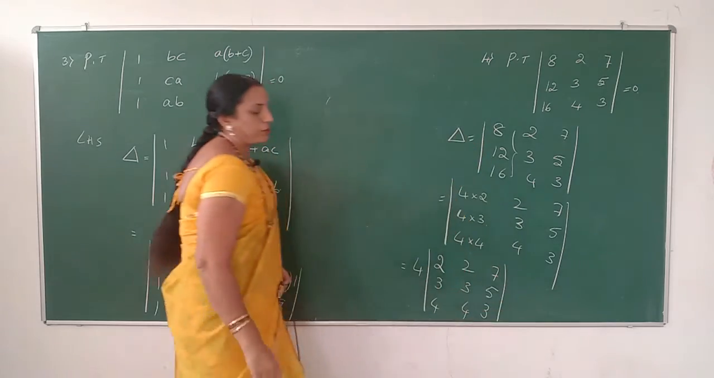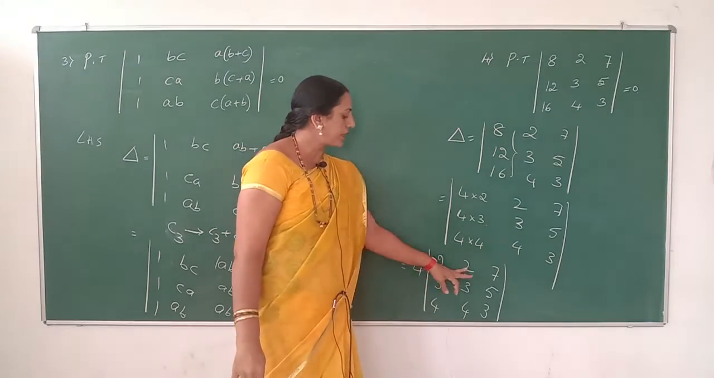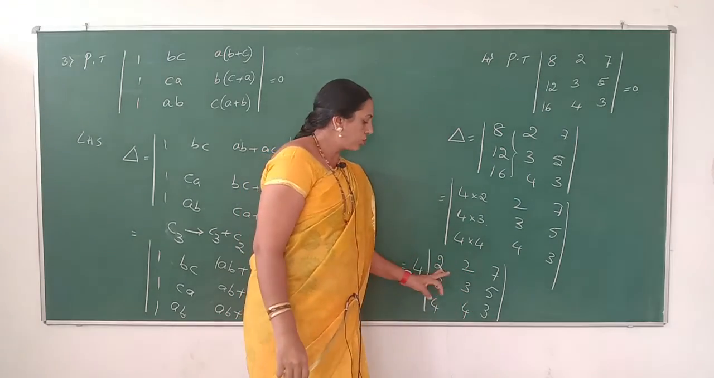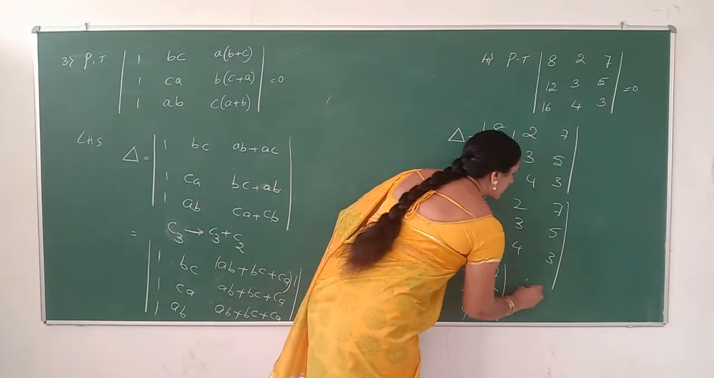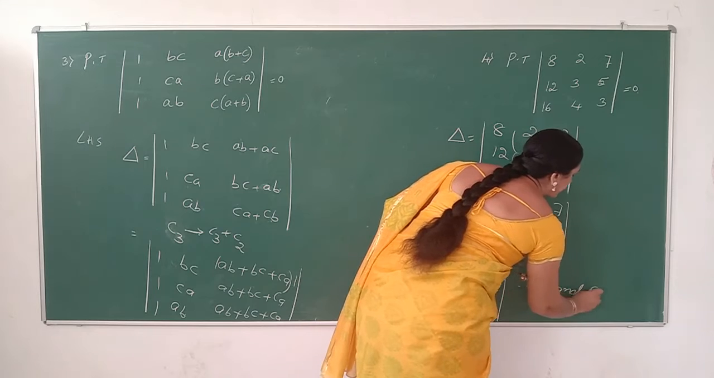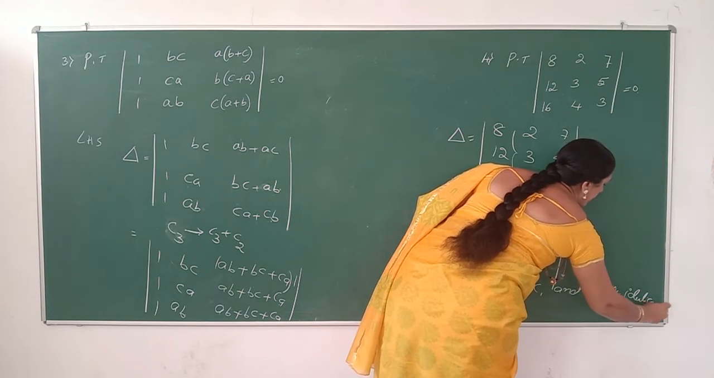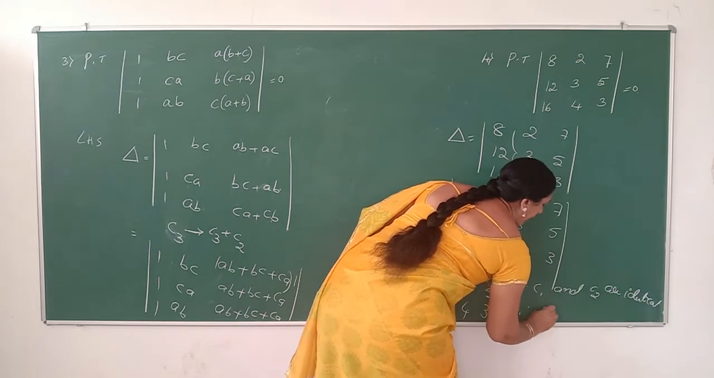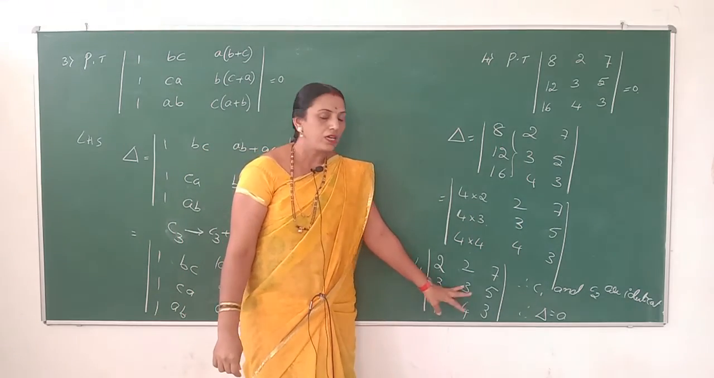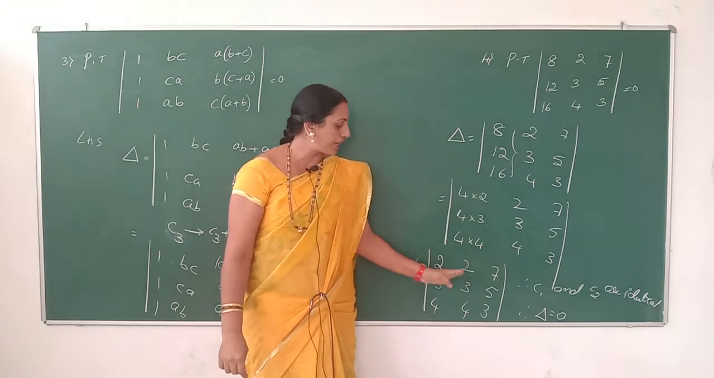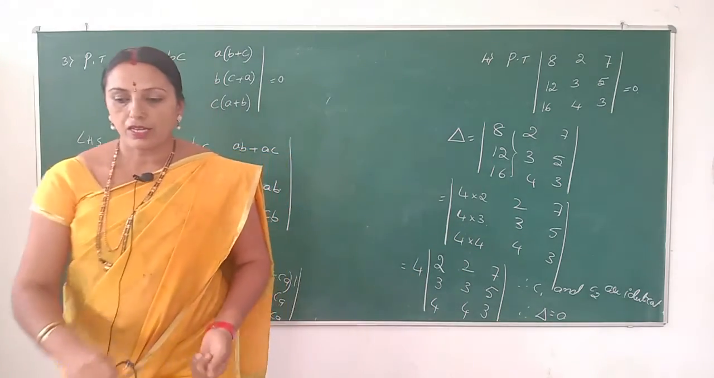Then we observe whether all the elements of the first and second columns are identical or not. So 2, 2, 3, 3, 4, 4 are identical. Therefore C1 and C2 are identical, so the value of delta is nothing but 0. By using the third property, if all the elements of any two rows or any two columns are identical, then the value of the determinant is 0.